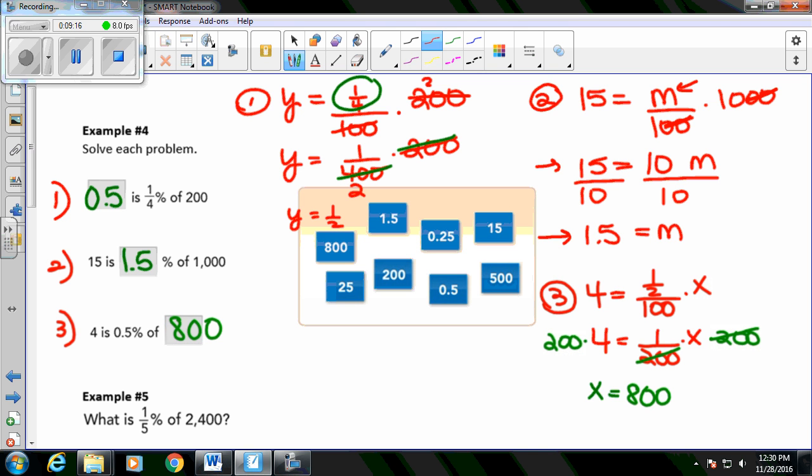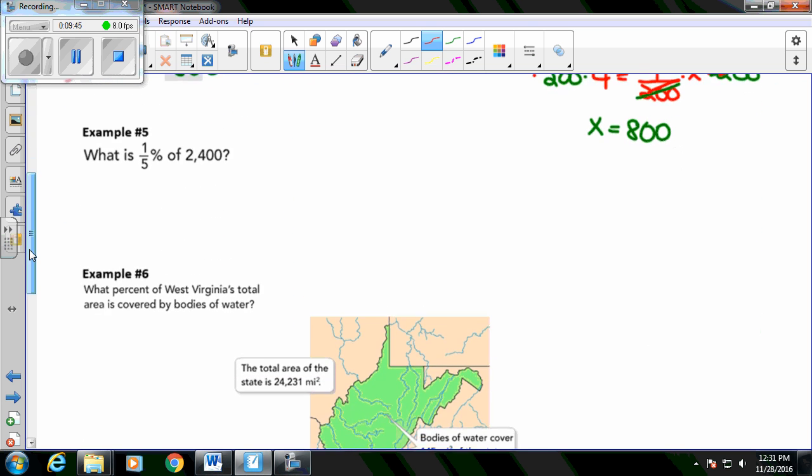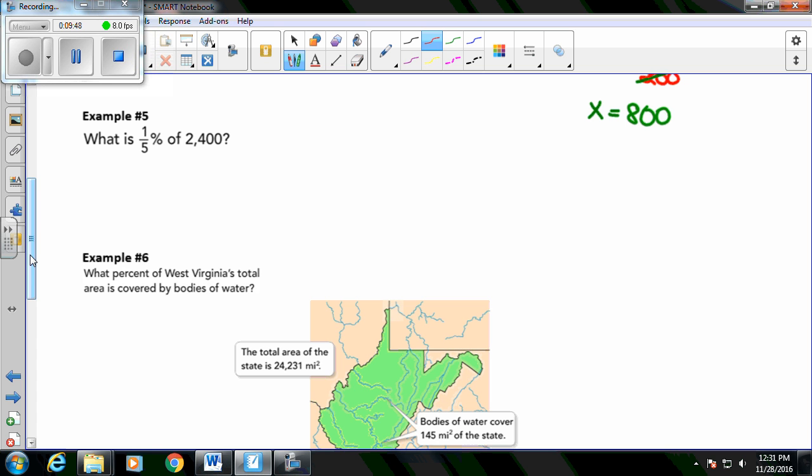For the third one, 4 is 0.5% of what? So I did 4 equals 1/2 over 100 times my x. I simplified this into 1/200. Then I said, all right, let's multiply each side by 200. These cancel, and I have x equals 800. Love these problems. If you use the same formula every time and put pieces in the right spot, you won't make mistakes. If you try doing it other ways, you're going to run into trouble. Trust me.